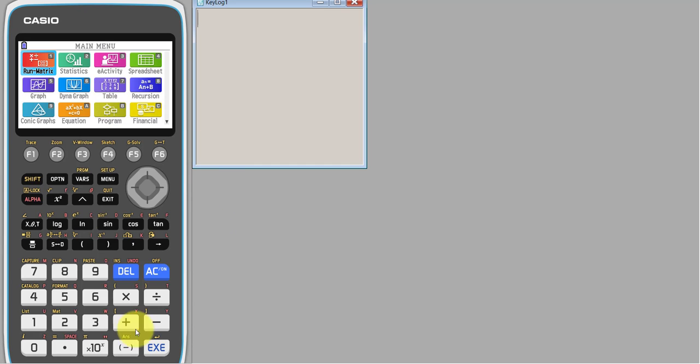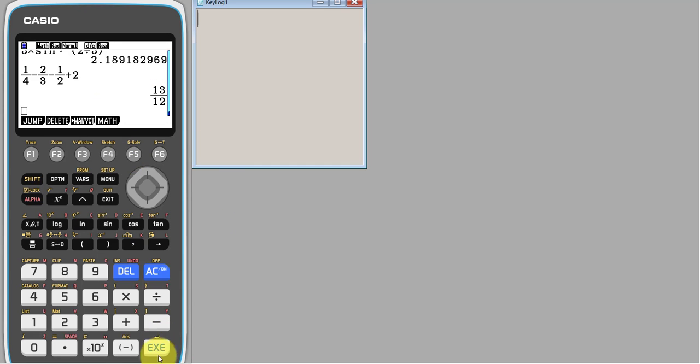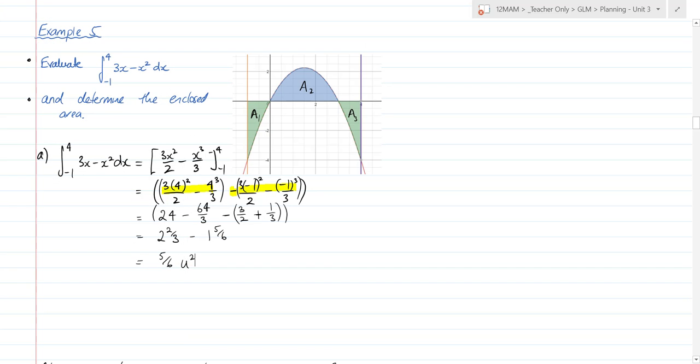So here's our calculator. If we go into the run matrix screen and we go math, we click F6 to go across and we do an integral. Of course we're going to do the integral of 3x minus x squared, and we're going to do that integral between negative 1 and 4. Execute, and that gives us 5/6. So we know we've got the right answer. But that of course is the definite integral.